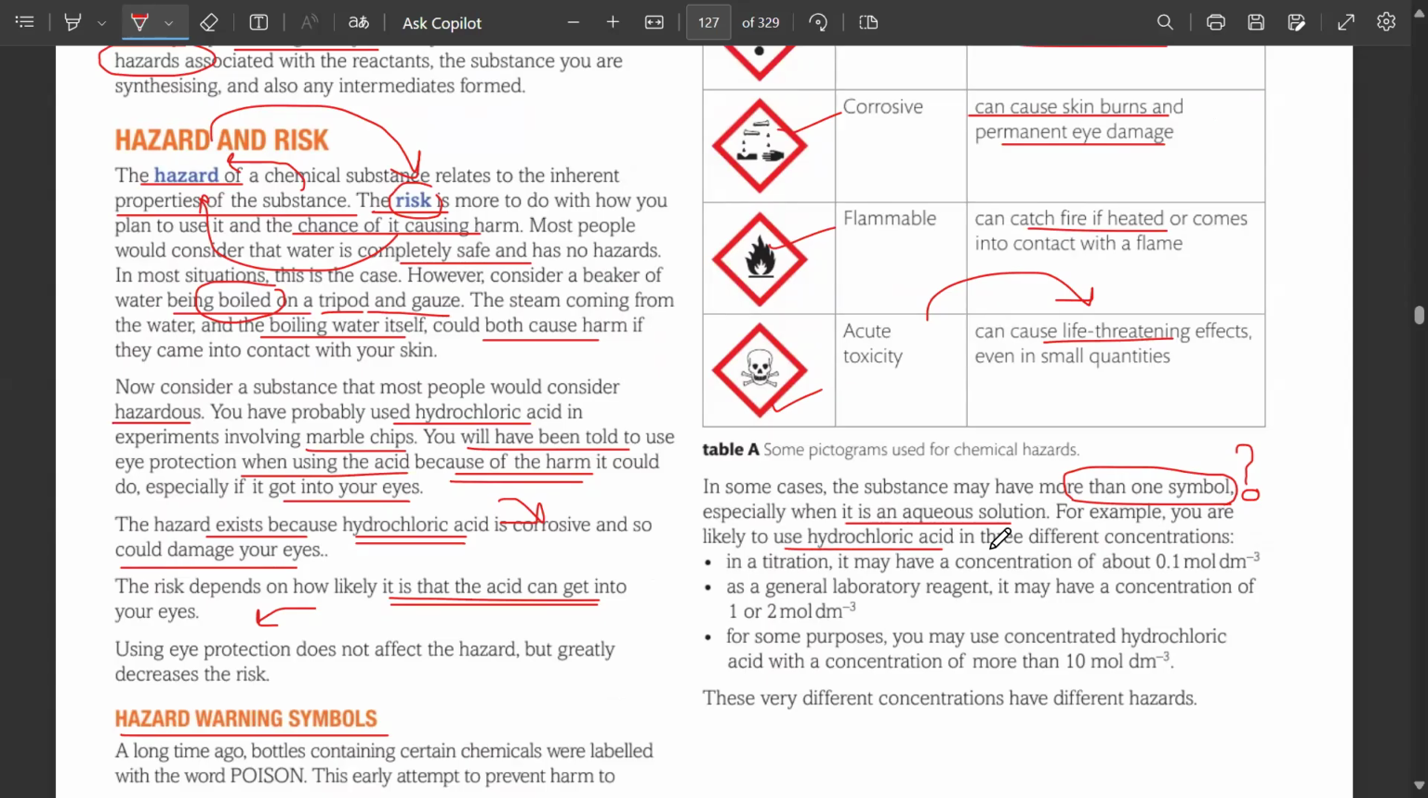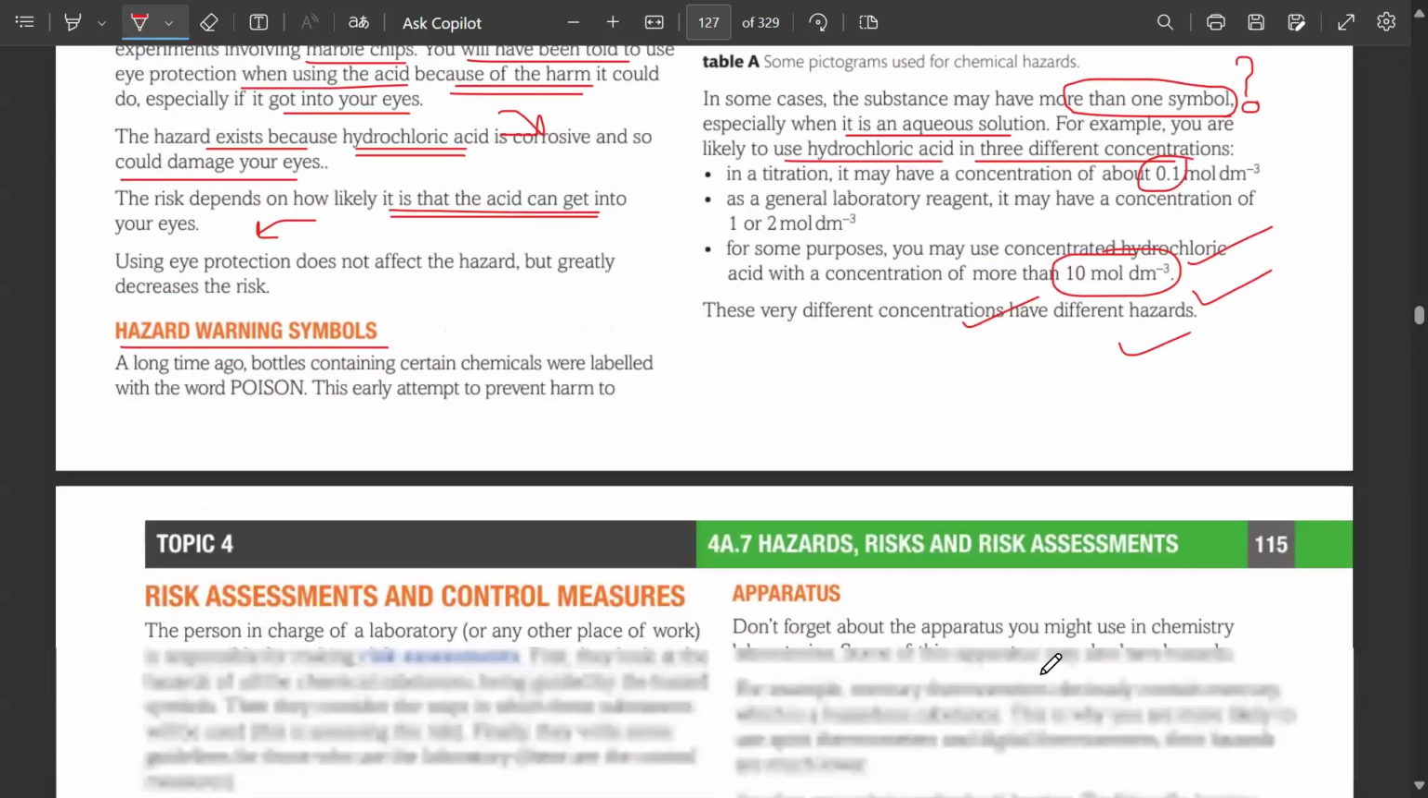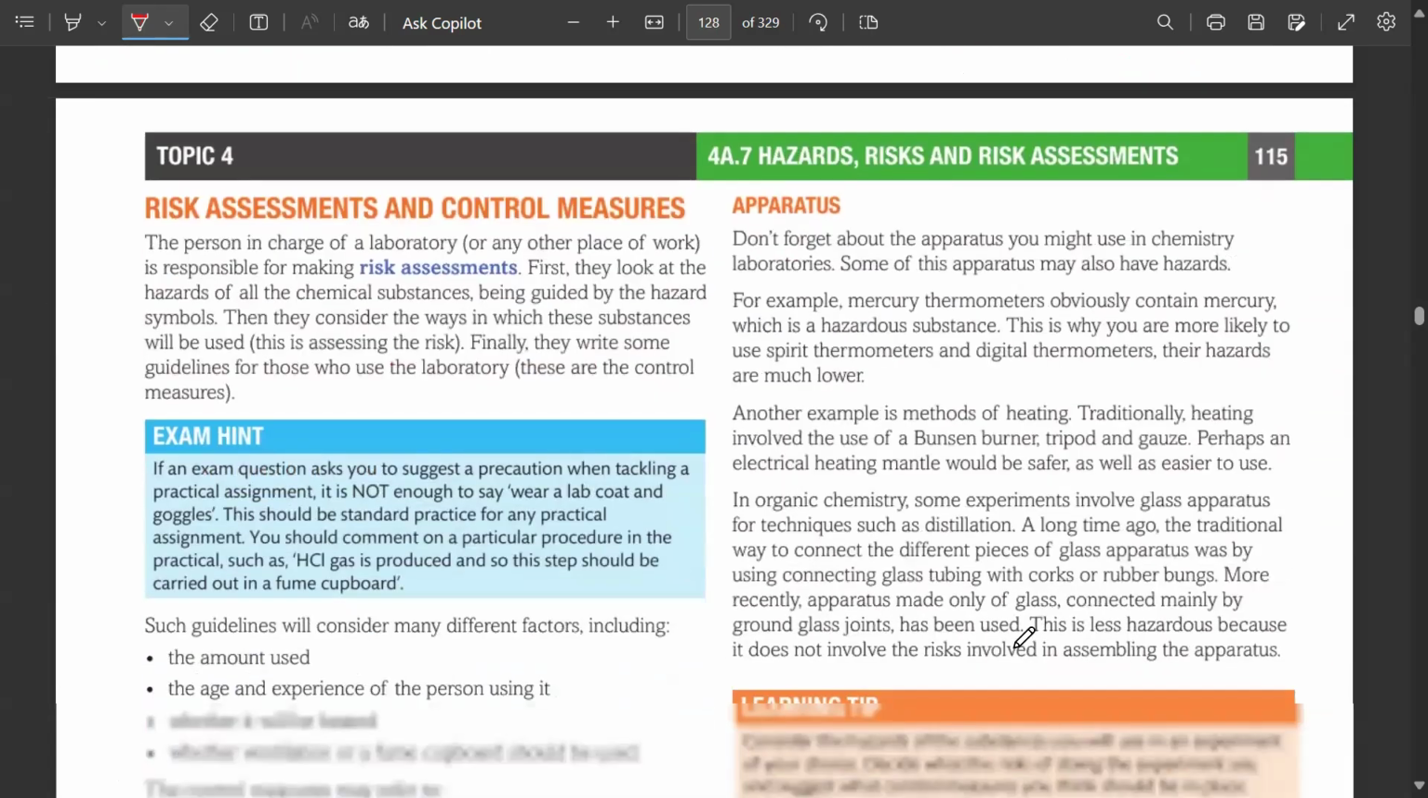likely to use hydrochloric acid in three different concentrations. 0.1 भी होगा. Now, greater the concentration, every different concentration would have multiple hazards. 0.1 would have one hazard, but 10 mole per dm cube can be flammable as well, toxic as well, corrosive as well, more harmful on skin as well. तो उसके multiple hazards होंगे, even if the concentration is higher as well.